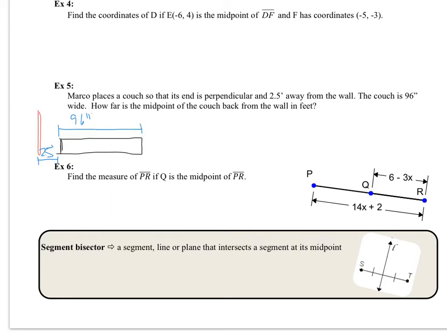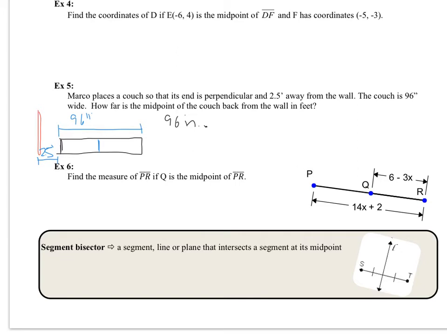Now it's telling us to find the midpoint of the couch back from the wall in feet. So we have to find the midpoint of the couch and then find the distance from the wall to the midpoint, or the middle of the couch. Everything has to be in feet, so we should do some conversion. We should convert 96 inches to feet.